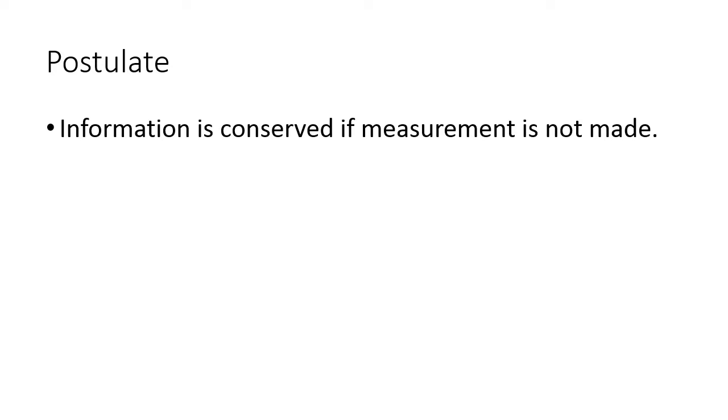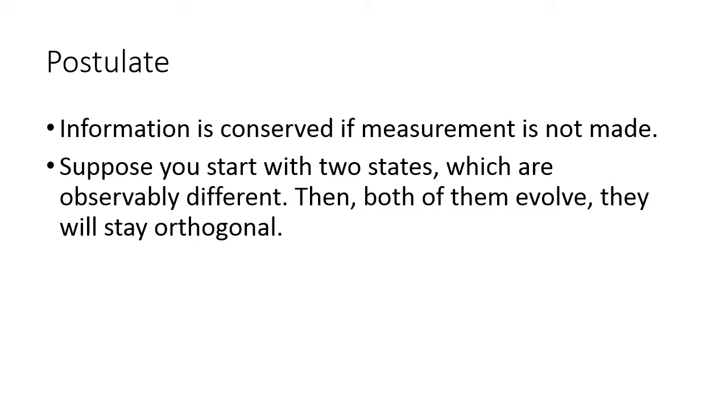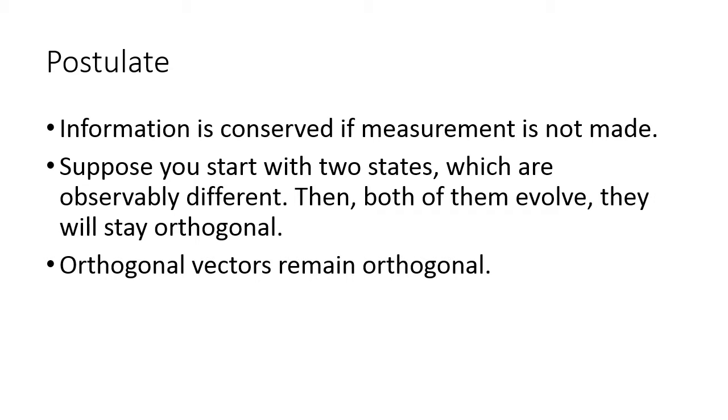So what are the postulates? That is, first, information is conserved if measurement is not made. Suppose you start with two states which are observably different. Then both of them evolve and they will stay orthogonal. This means that they must be different and distinguishable. And the inner product is unchanged by time, and orthogonal vectors remain orthogonal.